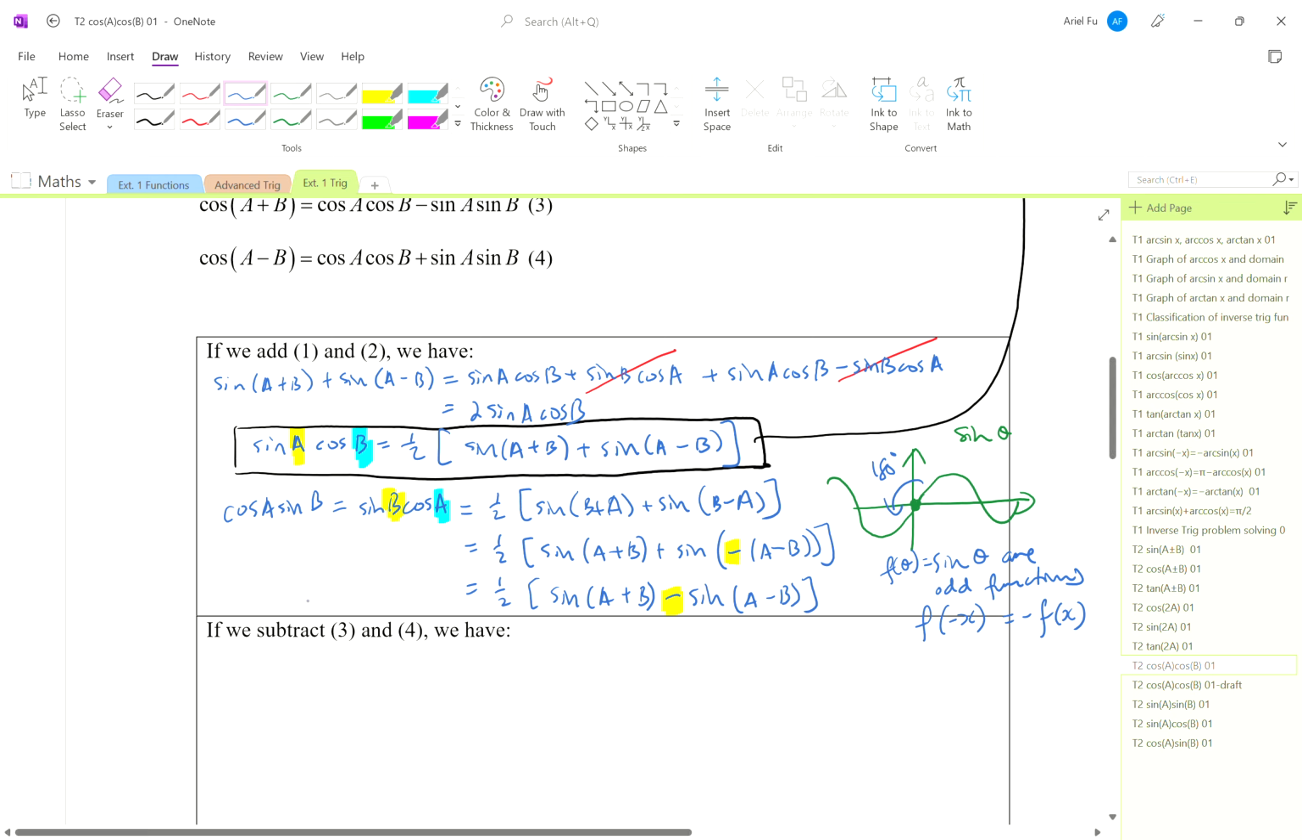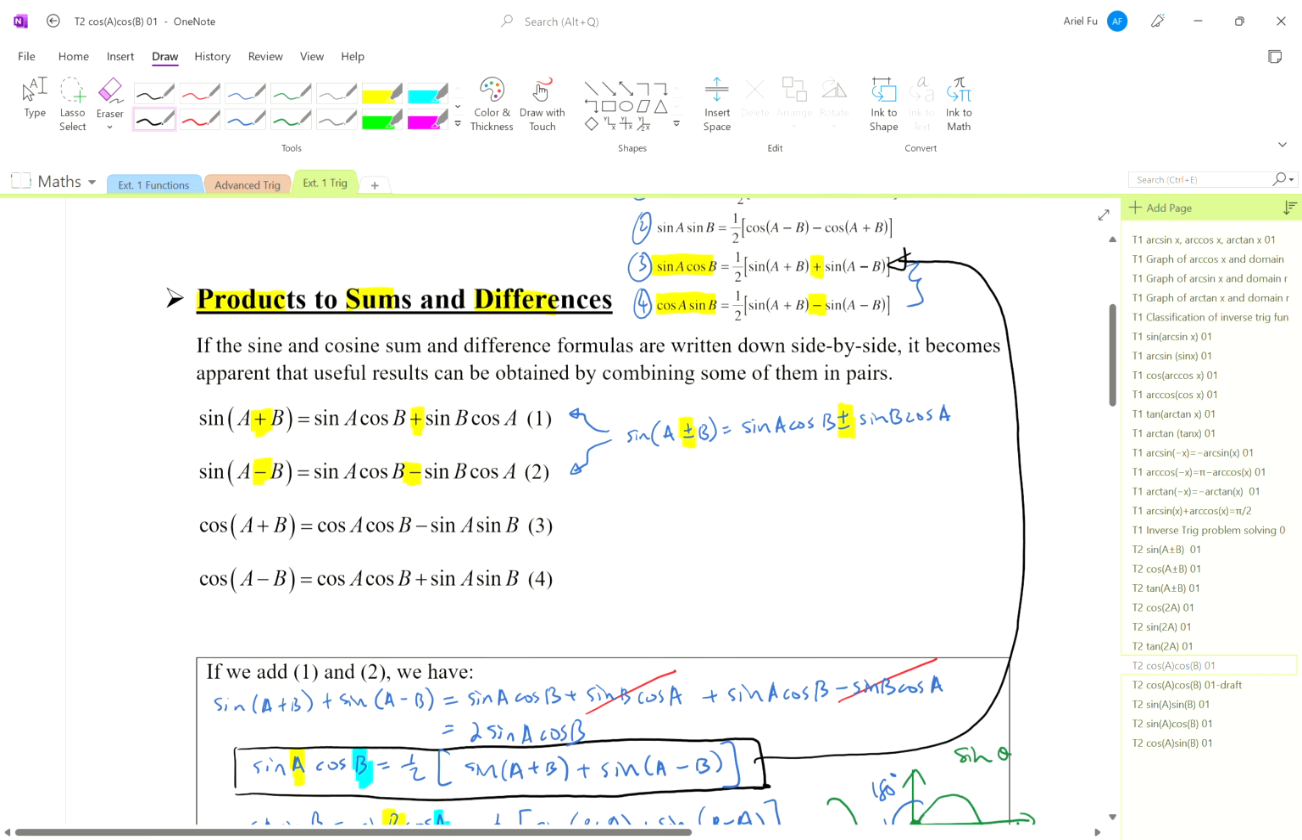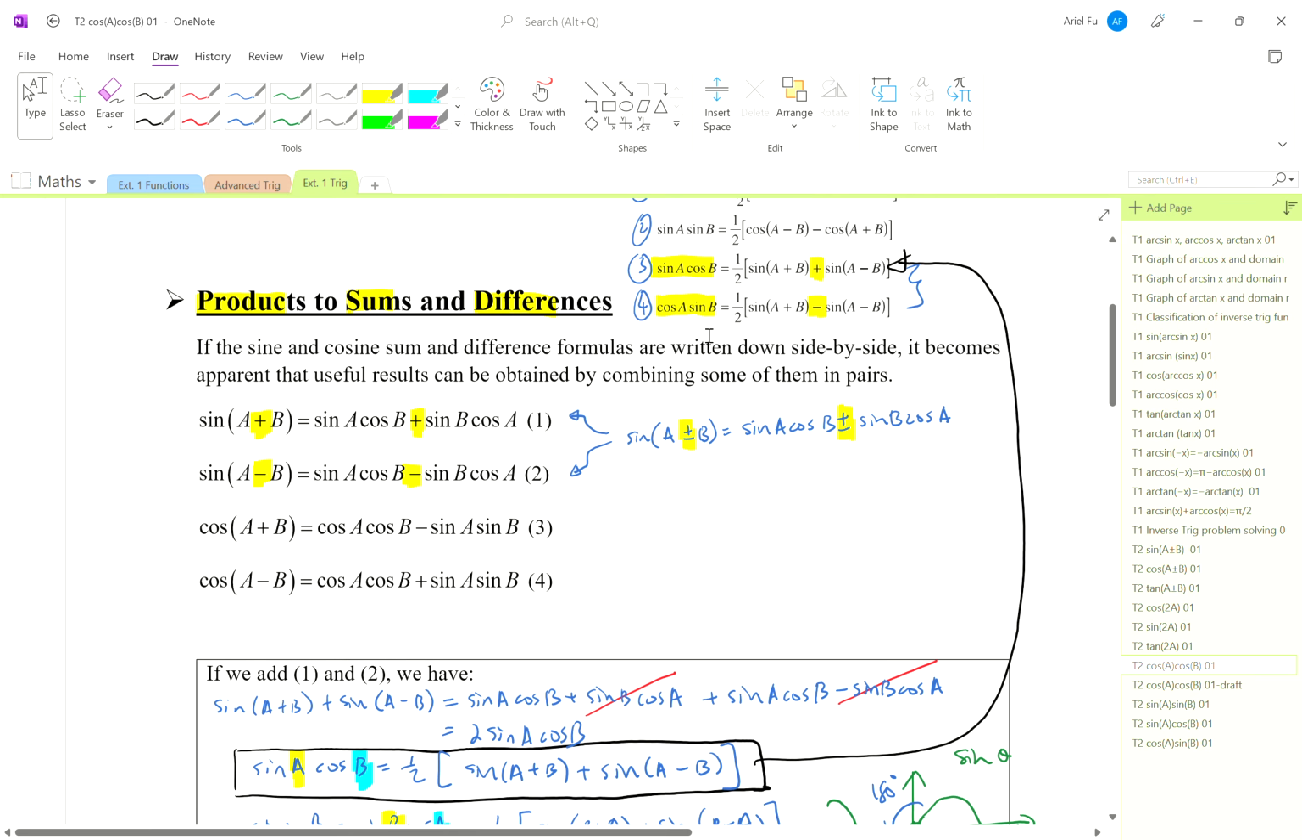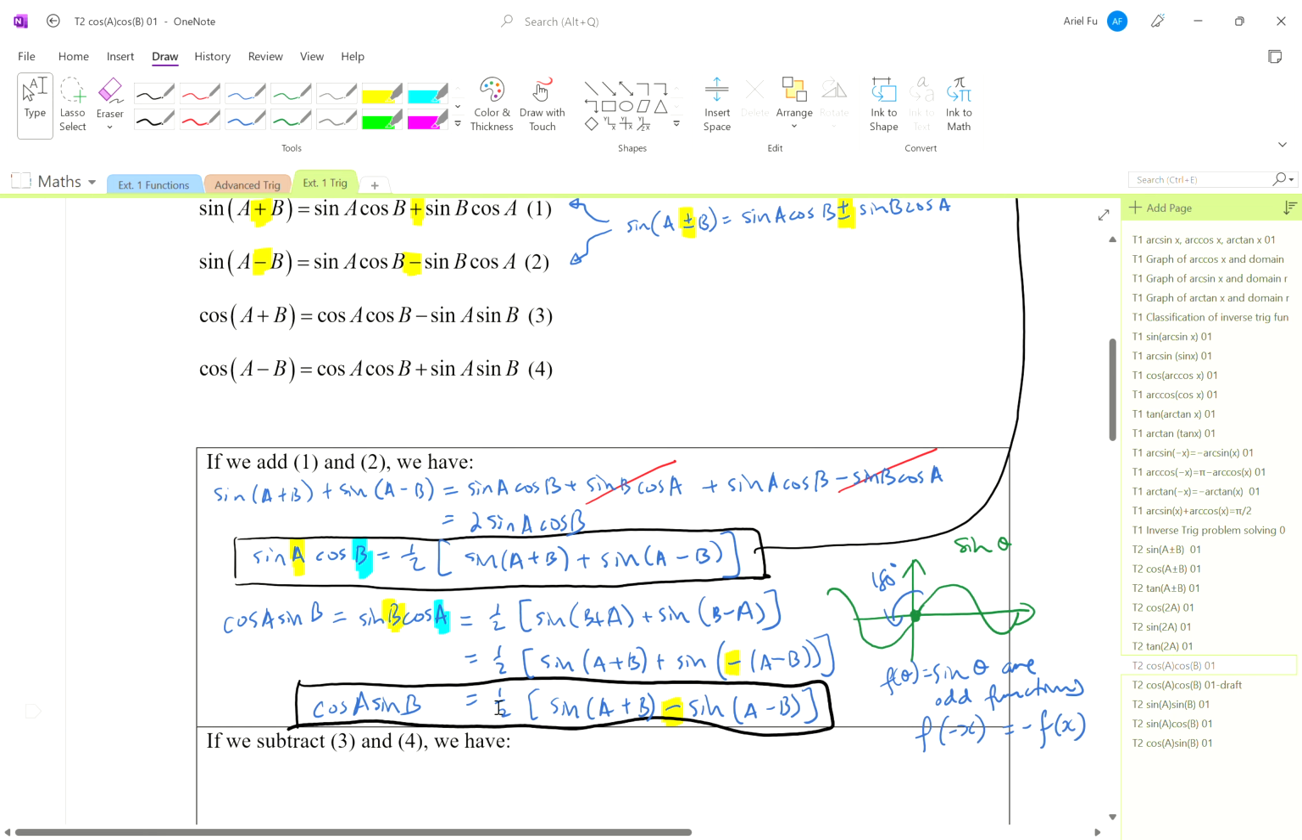So this is the other one. Cosine A sine B equals this. This is the fourth result from your formula sheet over here: cosine A sine B equals this.